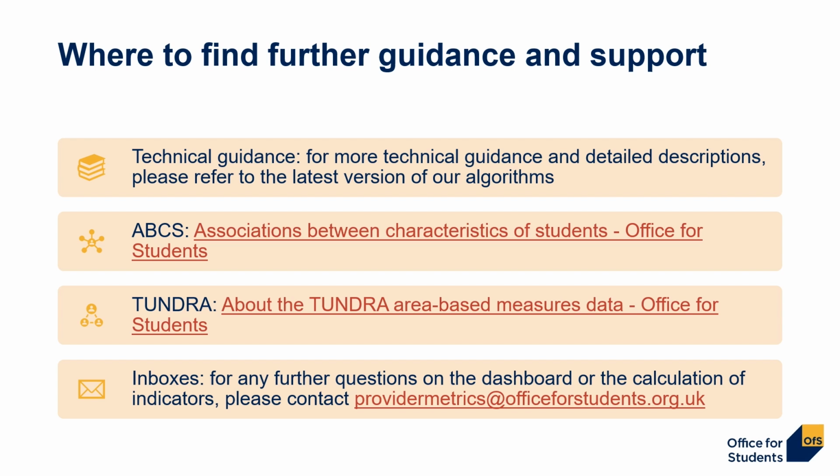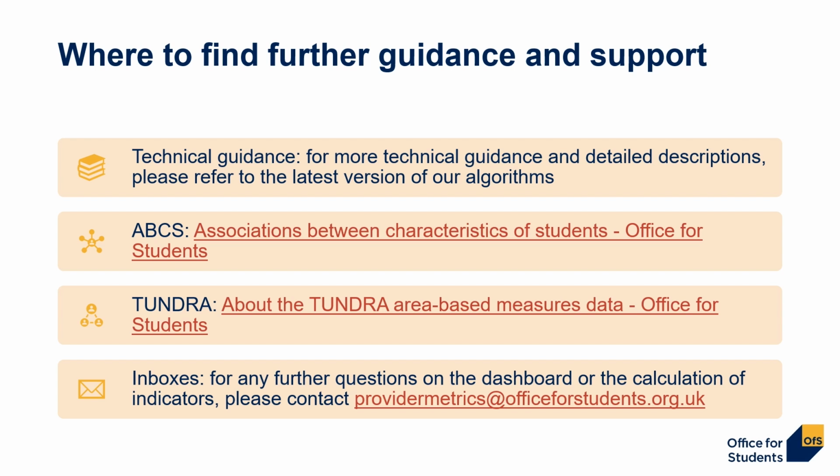For more technical guidance and detailed descriptions, please refer to the latest version of our algorithms. Click on Data and Analysis in the blue banner at the top. In the section Our Approach and Methods towards the bottom of the page, click on Student Outcome and Experience Measures and then on Documentation. You will find a document with descriptions and definitions of student outcomes and experience measures used in the OFS regulation, instructions to rebuild the indicators from individualized data, and core algorithms, which explain how to calculate the fields included in the OFS individualized files from the student data.